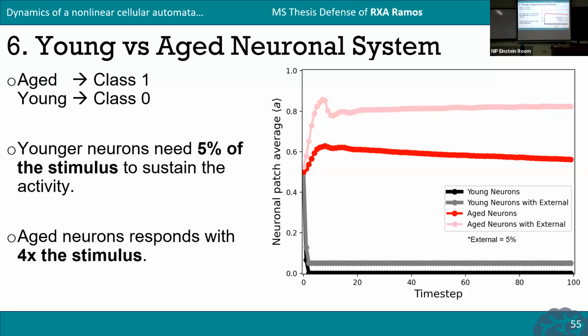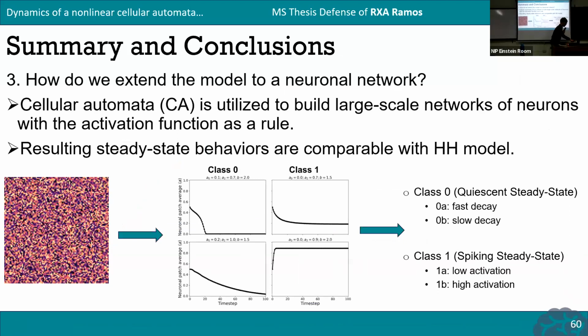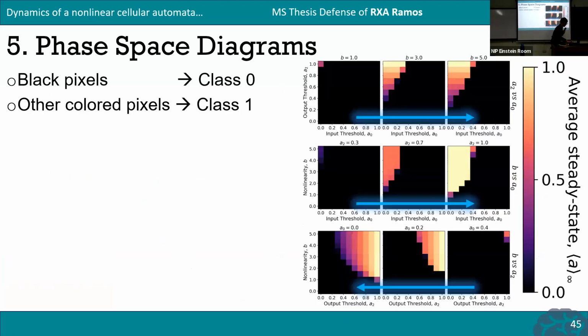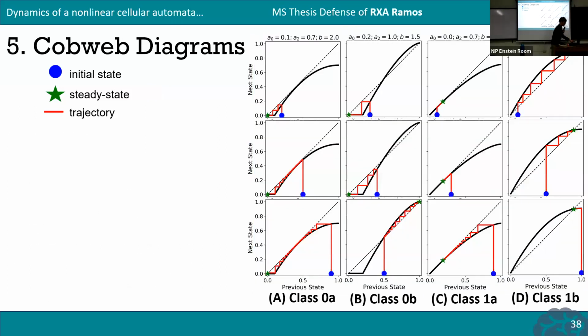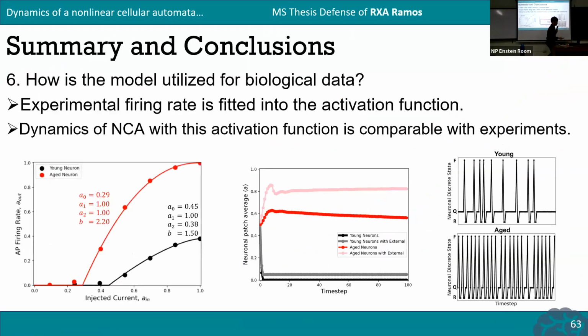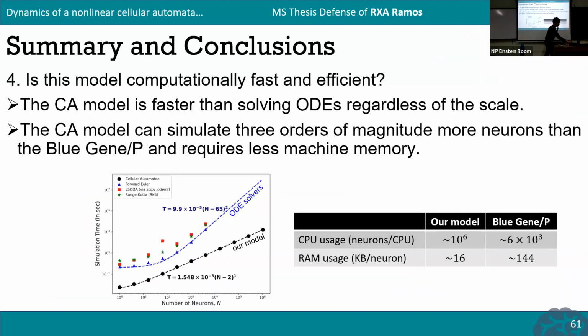I was wondering what you are comparing in terms of time complexity in slide 63, where you have your model against the ODEs. I think that's 45. Okay, I think it's 63. Here it is.